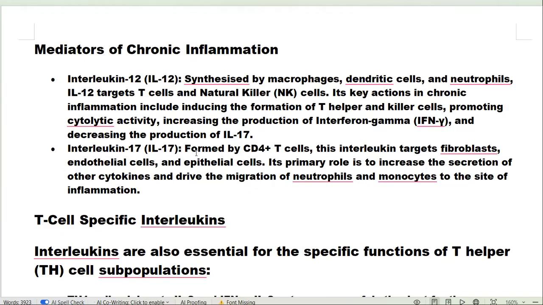IL-17, interleukin 17, is formed by CD4 T cells. This interleukin targets fibroblasts, endothelial cells, and epithelial cells. Its primary role is to increase the secretion of other cytokines and drive the migration of neutrophils and monocytes to the site of inflammation.